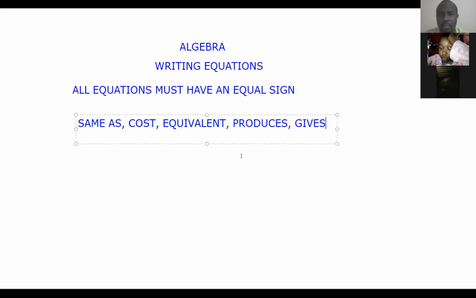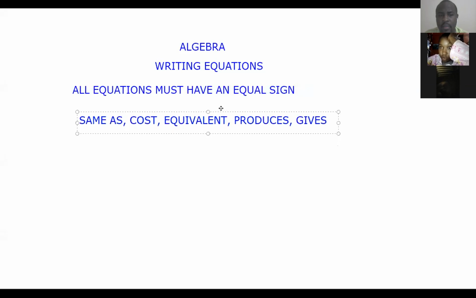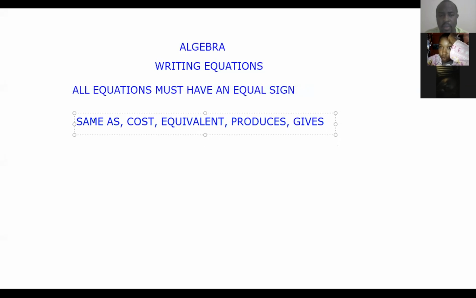So please write these off. Everybody write off these words. So, same as means equal. Cost means equal. Equivalent is equal. Produces means equal. And gives equal. All right. So let us begin with a statement.